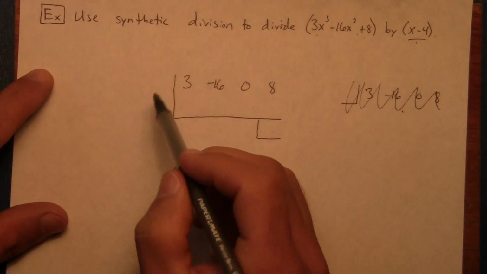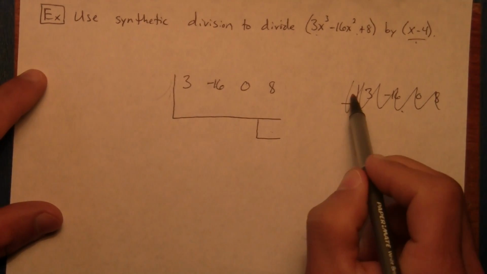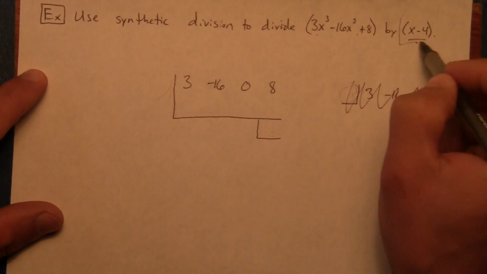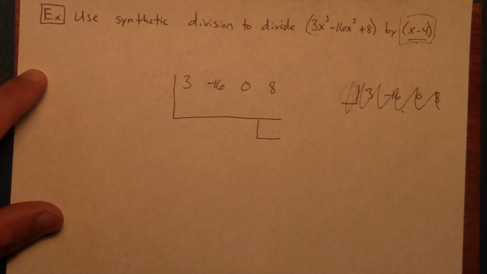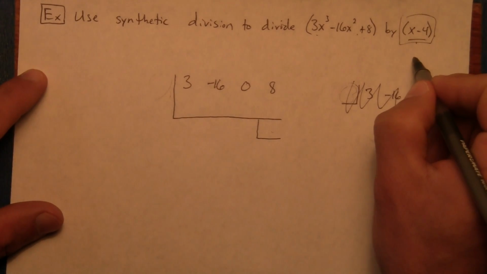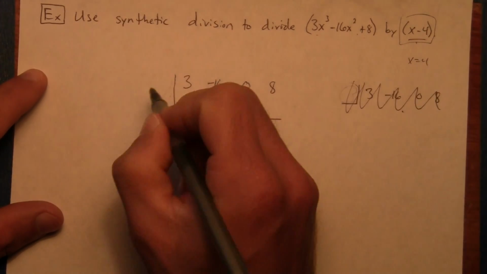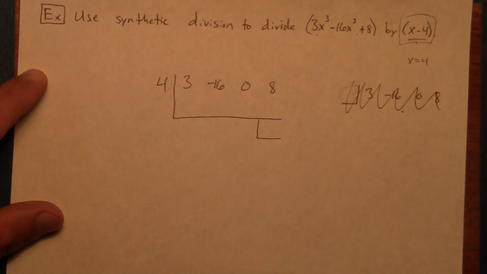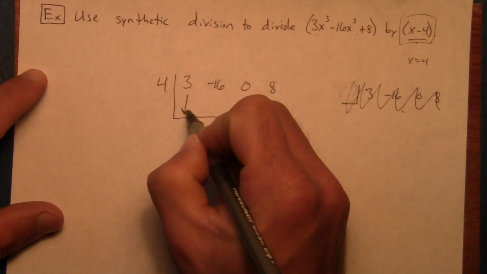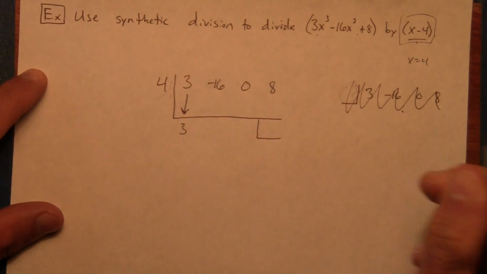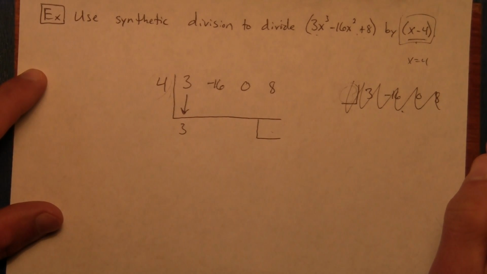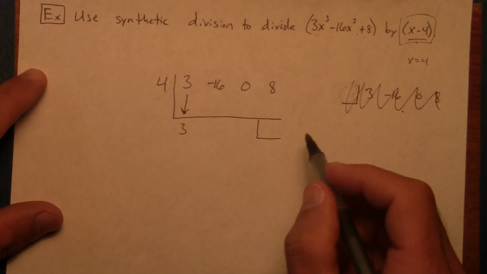Alright, so now how do I figure out what number to put here? Take that linear term, set it equal to 0, and solve it. And of course, if I did that, I would get x equals 4. That 4 is the number I want to put out here. And now I'm going to go ahead and do my synthetic division. Remember, you always take the first number regardless of what it is and drop it down. And then it's a process of multiplying and adding, multiplying and adding, multiplying and adding until you eventually get a number in here.